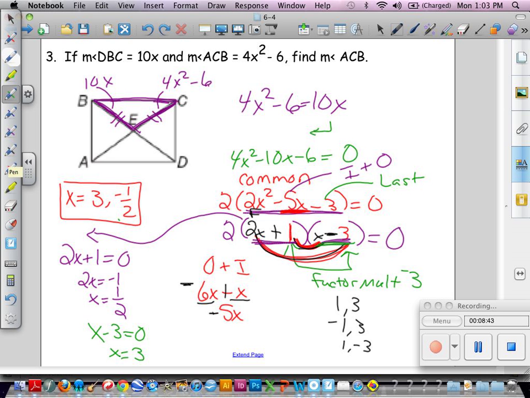Now can I keep both of those? Negative half, I don't want to keep, because if I plug that in there, 10 times negative half is going to get me a negative number. So I don't want to keep that.